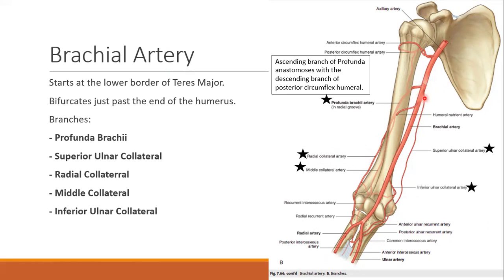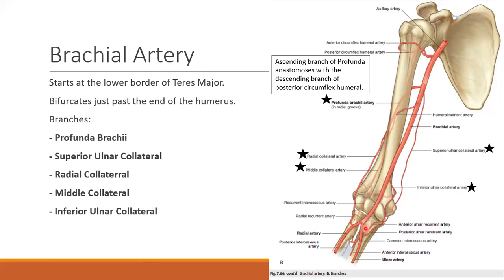So the next branch coming off of your brachial artery is your superior ulnar collateral artery. Superior because it came off above the inferior. If you have a superior something, there's usually an inferior something. Just like if you have a longus, there's usually a brevis. If you have an anterior, there's usually a posterior. That's just something to keep in mind to help you organize information. So just to reiterate, our brachial artery, our profunda brachii splitting into radial collateral and middle collateral, our superior collateral artery, and then our inferior collateral artery.